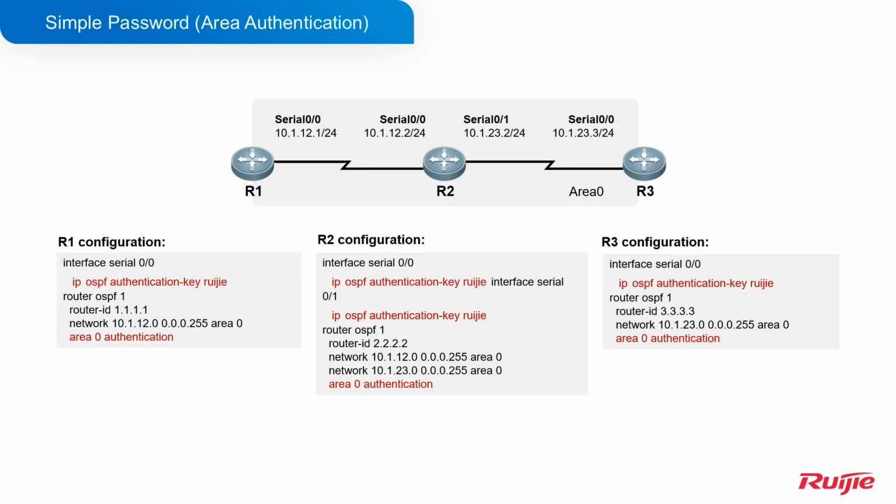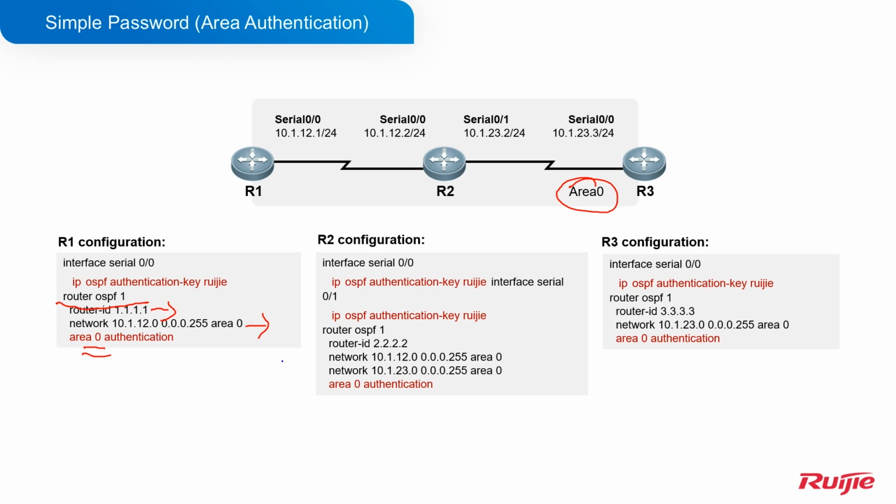Next is area authentication for the simple password. Here we can see there are three routers belonging to one area, area 0. For R1, R2, and R3, we also have to enable the authentication function. If we want to enable authentication for the area, first we enter the OSPF process, right? So we use router OSPF process 1, then set the router ID information and do the network statements. After this, we use the area 0 authentication command. This command enables the authentication function on area 0.